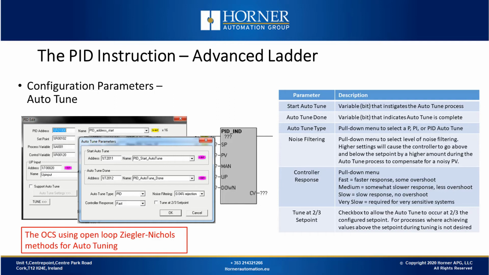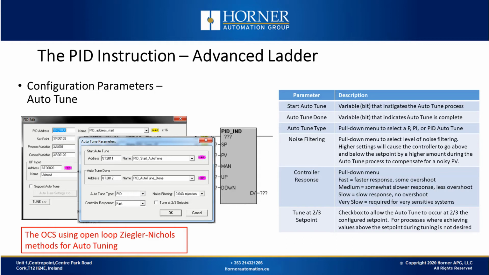Let's talk about the parameters that we set when we auto-tune. So we need to assign some variables. We'll assign a start bit that says we want to start the process, and a bit that we monitor which tells us when the process is done. And then we have some other parameters that are not variable based.